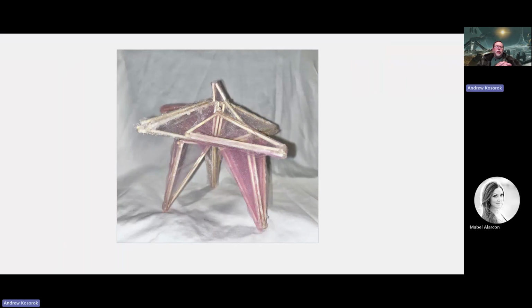But I do like how this is starting, and I think that's really important. I think it has a potential of going in a really, really good direction. All right, Mabel, what are your thoughts about this?